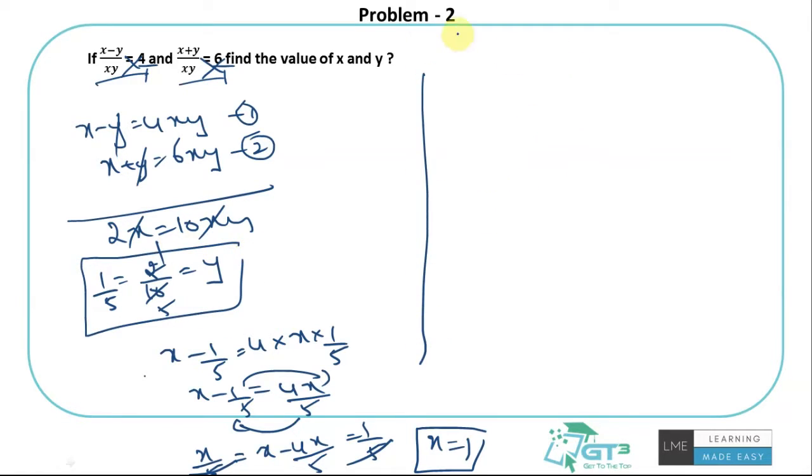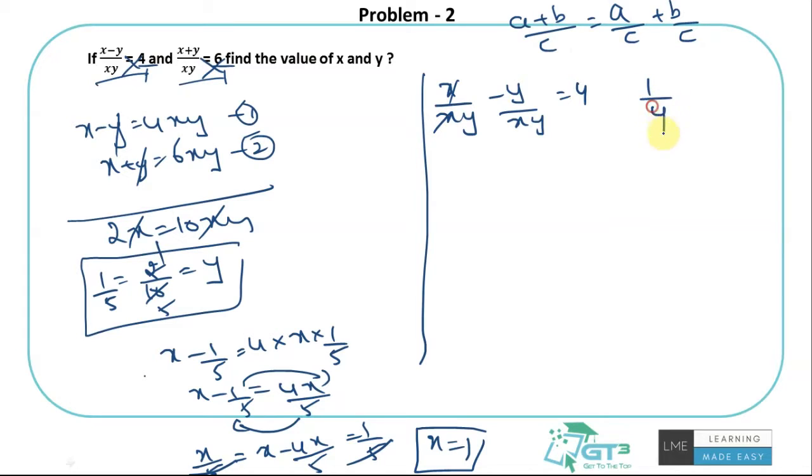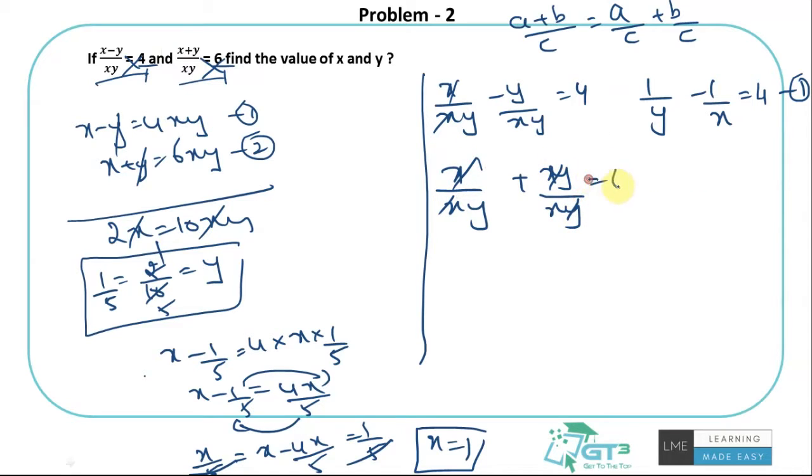The other way is this. As I've explained earlier in the basics of algebra and also the fractions, if I know a plus b by c can be written as a by c plus b by c, right? That is how I can break the numerators in a fraction. So x minus y by xy can also be written as x by xy minus y by xy equals 4. So what will this translate to be? x will get cancelled out. 1 by y minus 1 by x equals 4. That's my first equation. Similarly, x plus y by xy is written as x by xy plus y by xy. x gets cancelled out, y gets cancelled out, equals 6. So this will turn out to be 1 by y plus 1 by x equals 6.